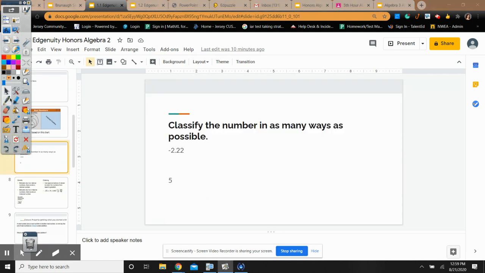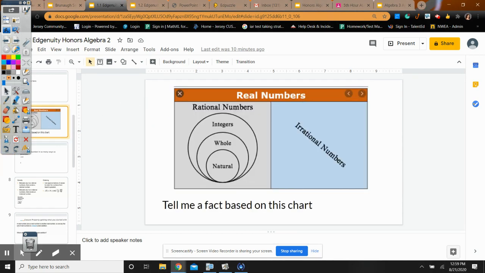Okay, so let's classify these numbers. Negative 2.22. So let's go back to our chart. It's definitely not natural because it's not a regular counting number or a whole number or an integer. So then you're really left with just rational numbers and irrational numbers, and it's definitely going to be real. So the question is, can you write it as a fraction?